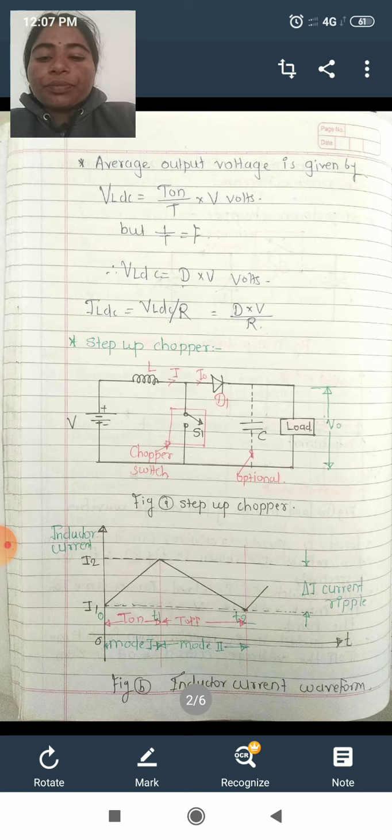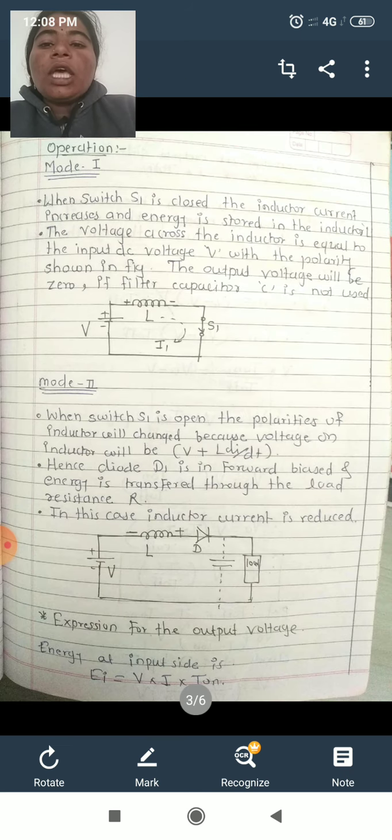Now see, here I1 is the minimum value of the current and I2 is the maximum value of the current, and we can say that it is the inductor current, or current across the inductor. Now this delta I is the current ripple. When T on is when your chopper switch is in on condition, at that time current rises from minimum current to maximum current, that is I1 to I2, and if your chopper switch is off, at that time your current decreases from I2 to I1, that is maximum value to minimum value.